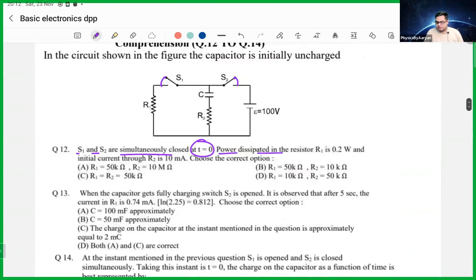Number one, what is the power dissipated in the resistor R1? How much power is dissipated in this resistor? And what is the initial current through R2? So these two things are given. And based on these two things, you have to tell me what is the value of R1 and what is the value of R2. So let's see what I can do.